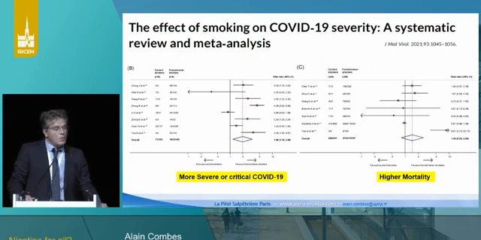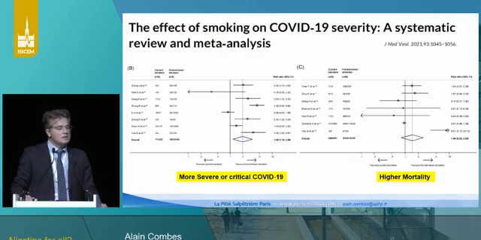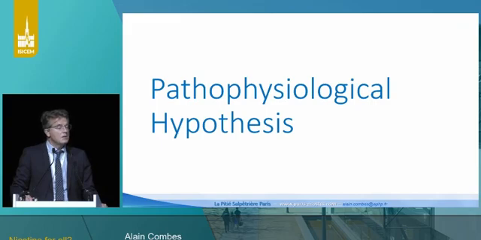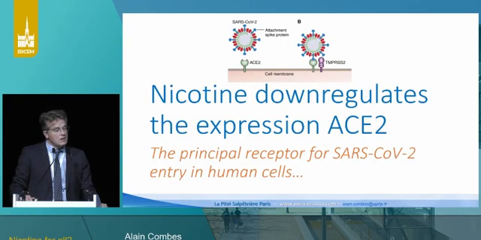Still, when looking at more recent data, this is a systematic review and meta-analysis of the outcome of heavy smokers, once hospitalized, developing the disease and hospitalized in the ICU, they clearly develop a more severe disease, and in that meta-analysis there was also a trend towards higher mortality. So how's that? Is it rational to explain these first observations?